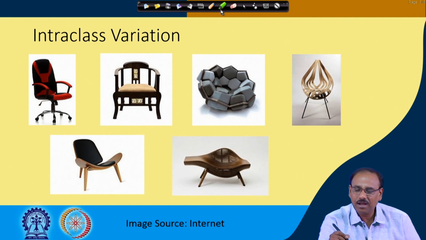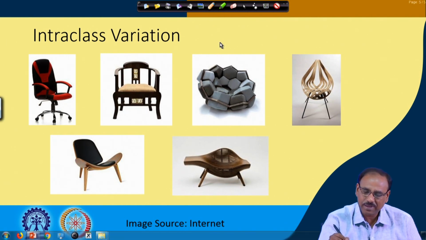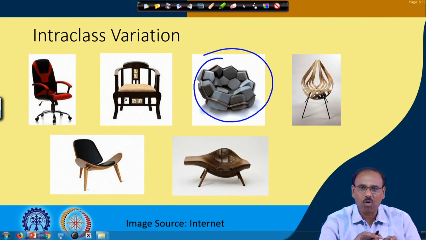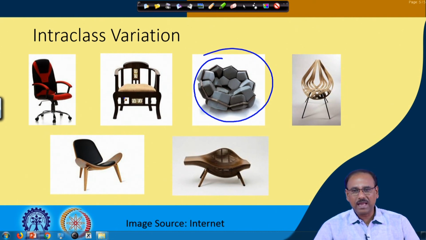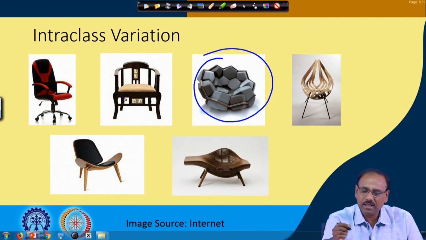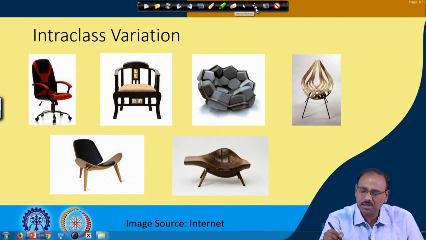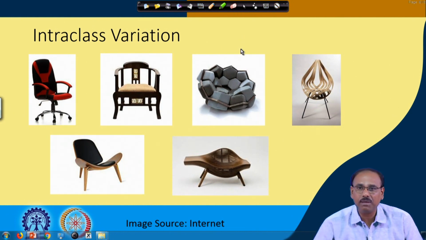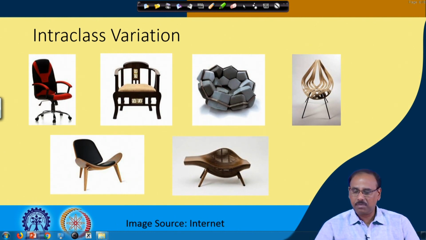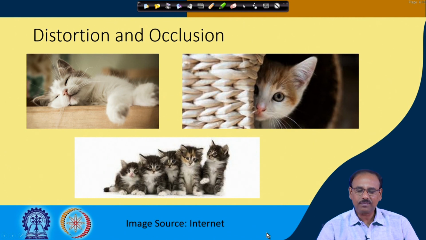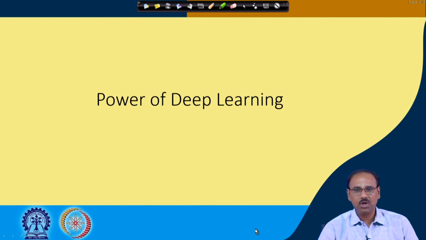Say, for example, here, who will say that this is a chair, though all these belong to the chair class. So I can also have intra-class variation. That is another challenge, because our deep learning algorithm has to work even in the presence of intra-class variation. There may be distortions and occlusions. Maybe part of the object is visible and the majority of the object is not visible. It might be present in a distorted fashion, and so on. Those are all challenges of deep learning algorithms.